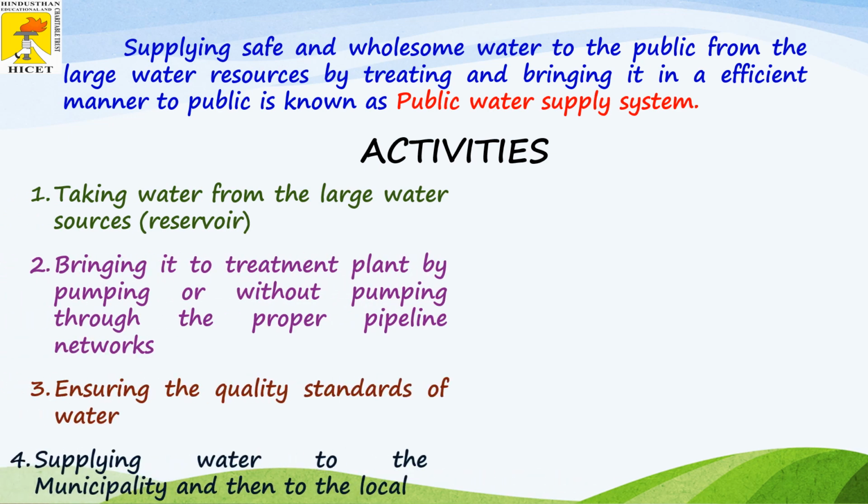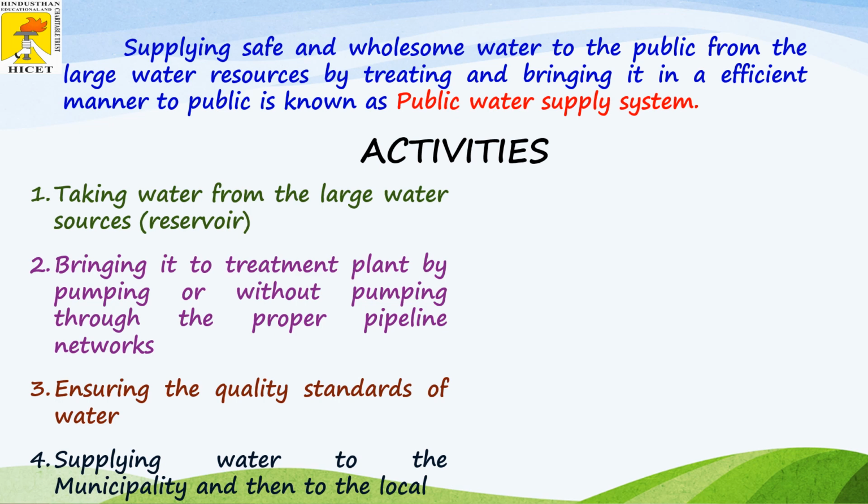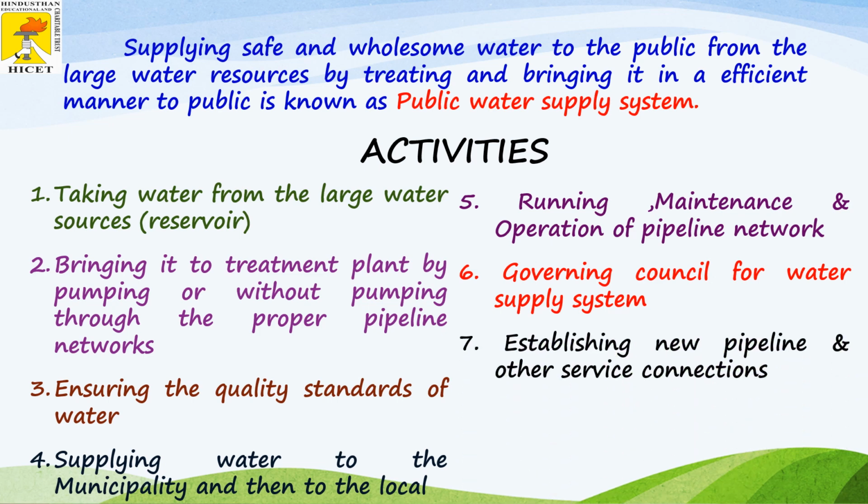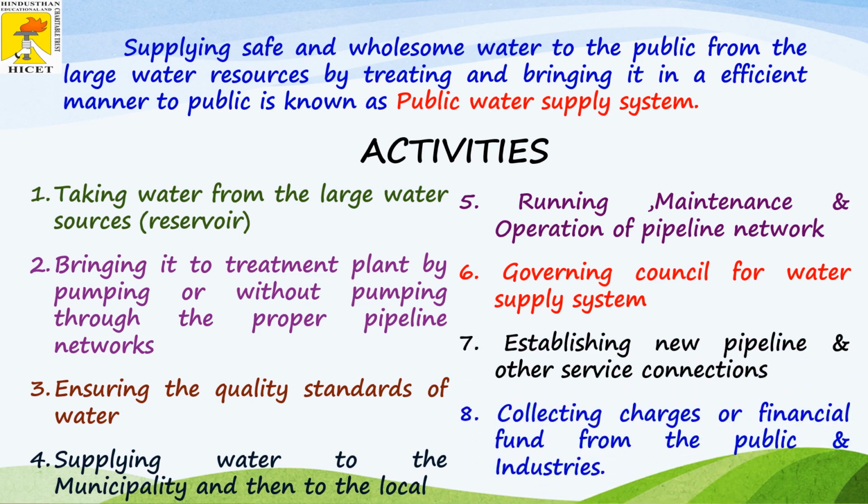The activities of public water supply systems are taking water from the large water sources and bringing it to the treatment plant by pumping or without pumping through proper pipeline networks, ensuring the quality standards of water and supplying water to the municipality and then to the local. Running the maintenance and operation of the pipeline network, governing council for the water supply system, establishing new pipelines and other service connections. And finally, collecting charges or financial funds from the public.